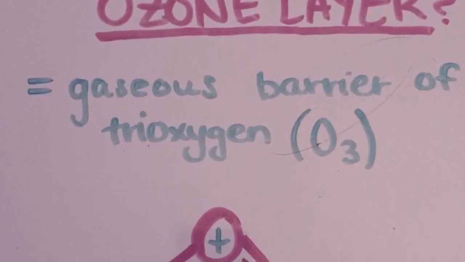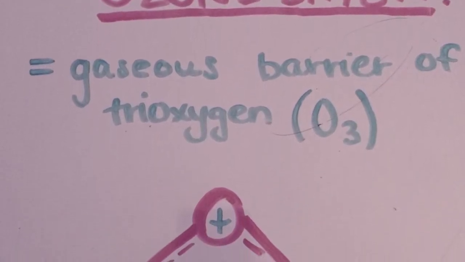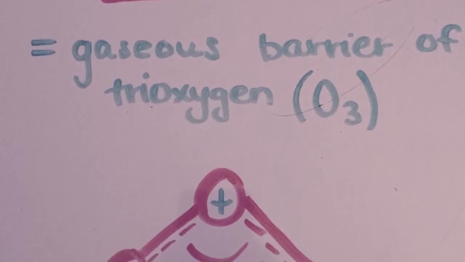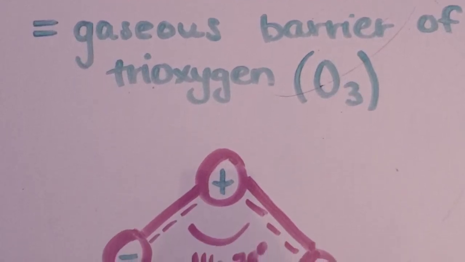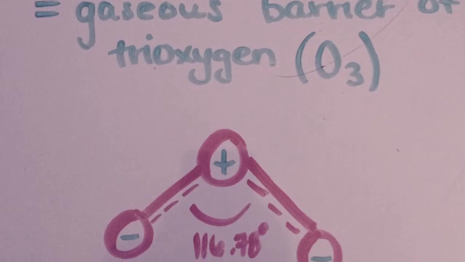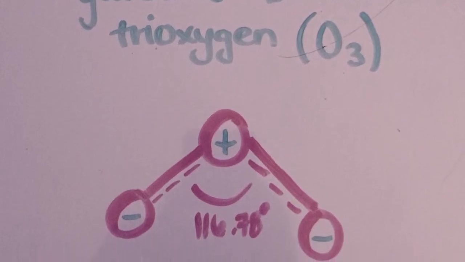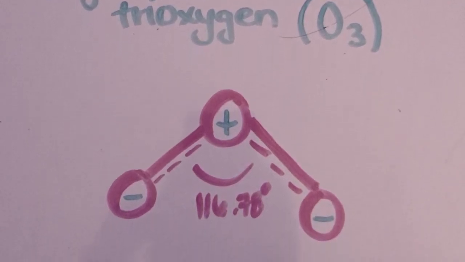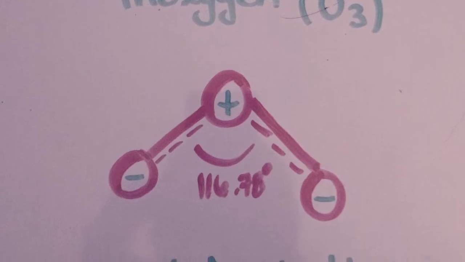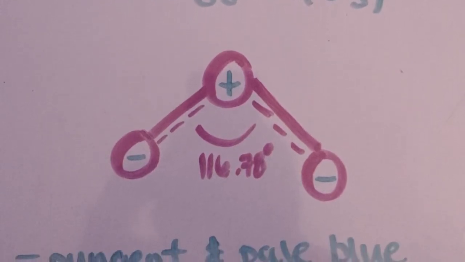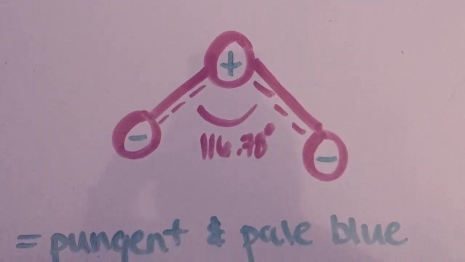The ozone layer is an inorganic toxic gas of trioxygen. It acts as a protective barrier from UVA and UVB radiation. It can be observed as a pale blue color with a pungent smell.